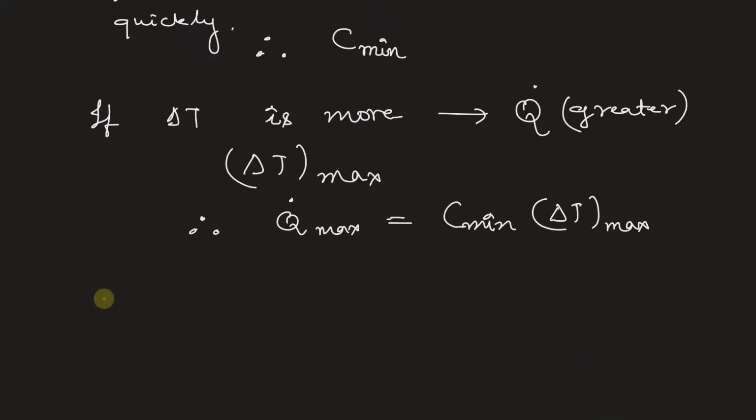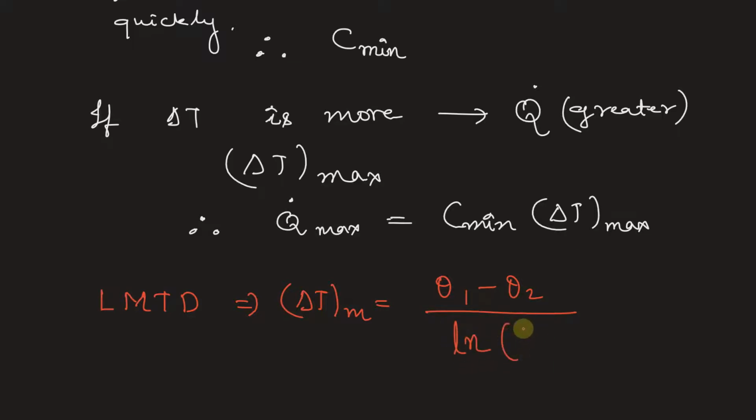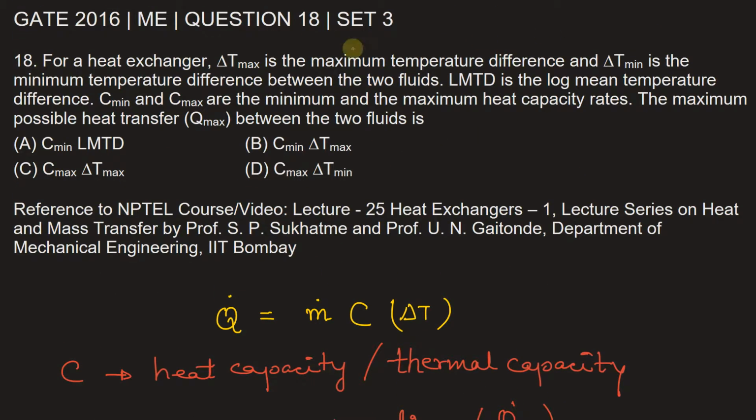Now in the problem we are also given LMTD, that is logarithmic mean temperature difference, which is given by delta Tm is equal to temperature difference at the inlet of heat exchanger minus temperature difference at the exit of heat exchanger divided by ln theta 1 by theta 2. Okay, and since the name itself suggests this is a mean temperature, it cannot be the maximum temperature, and we have already established the temperature difference must be maximum. Okay, so from here we can say option B is the correct choice.